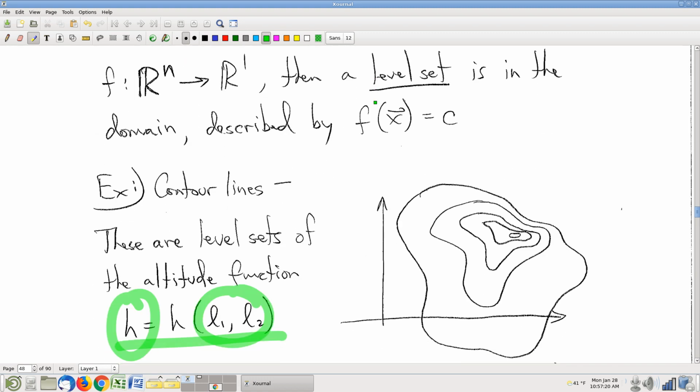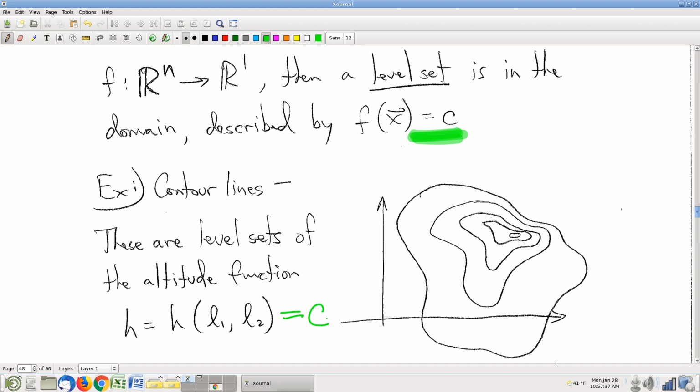So, what happens now with this kind of a function? We're not going to make the graph. We're going to do a different thing. We're going to take the level sets. Level sets are what you get when you take your function and set it equal to a constant. So I'm going to say h equals c. This equation, where I set h equal to c.